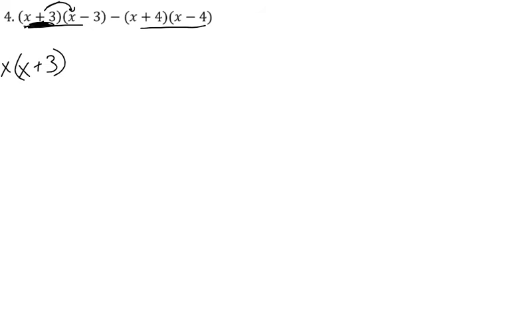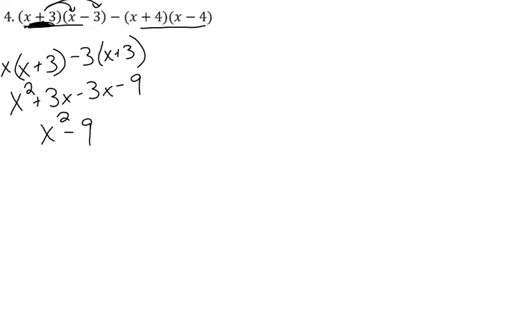I'm picking up the x plus 3 and distributing that into the negative 3. Negative 3 times x plus 3. Distribute again, I get x squared plus 3x minus 3x minus 9. X squared minus 9 is equivalent to that first product. Minus what? What goes in that parentheses there?